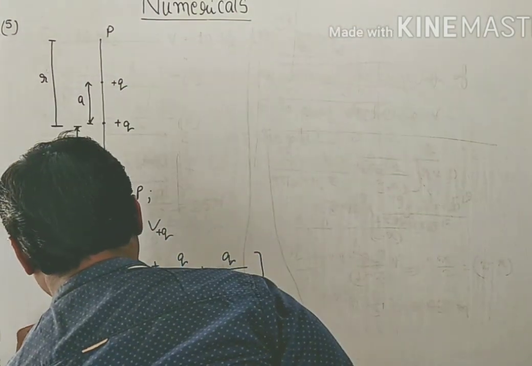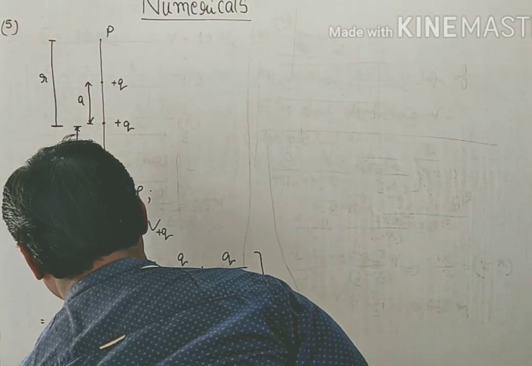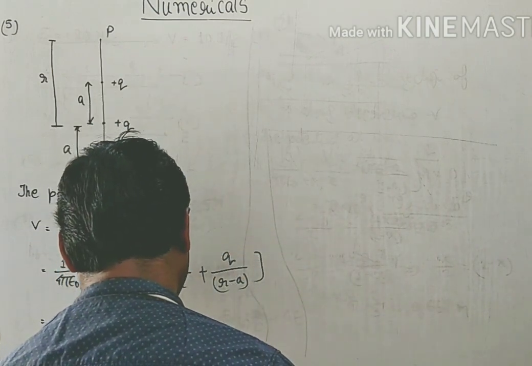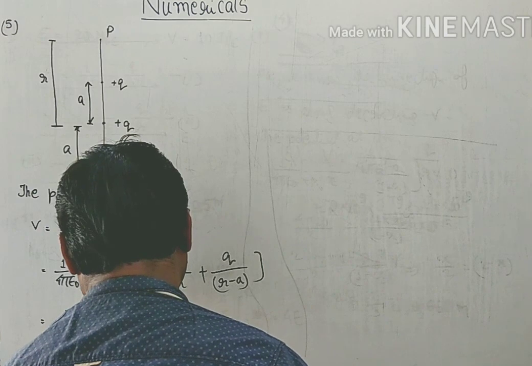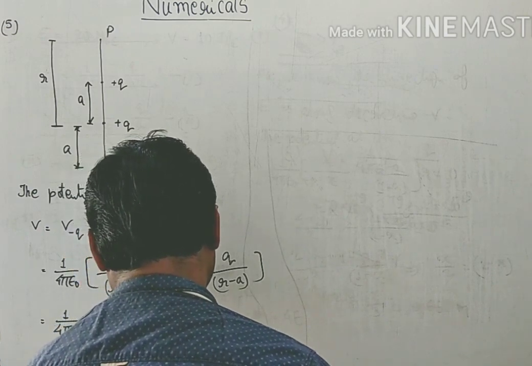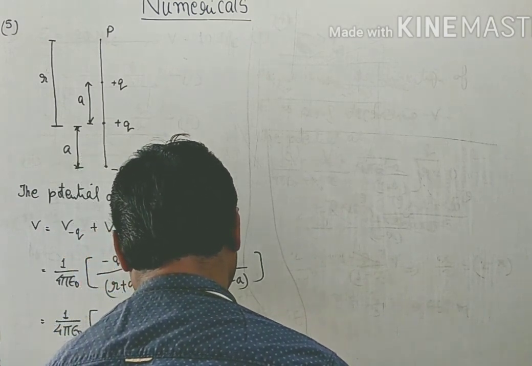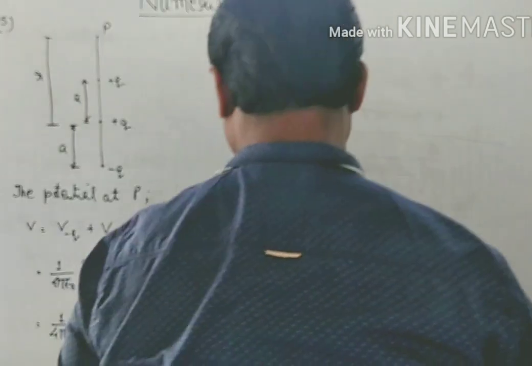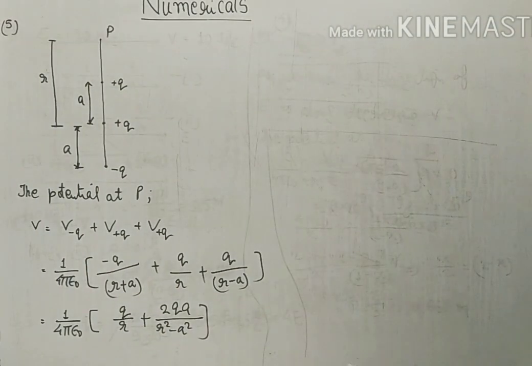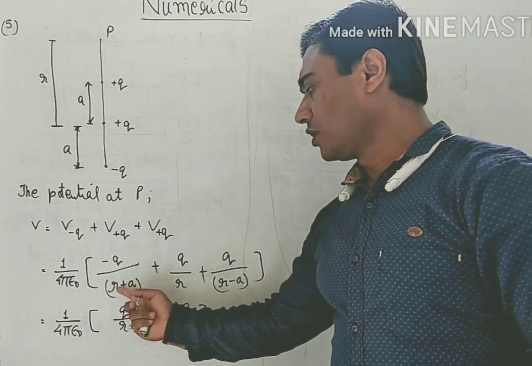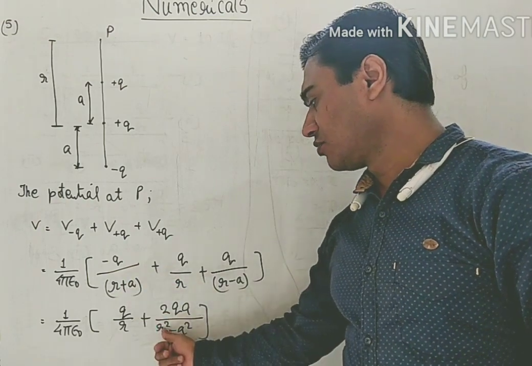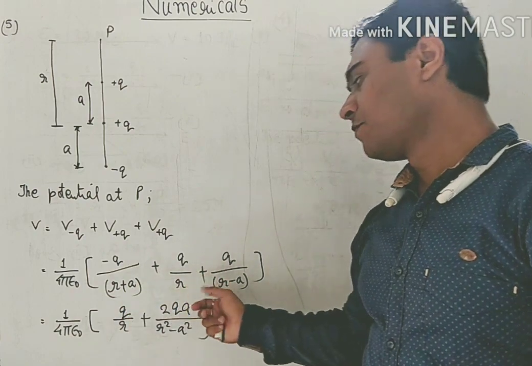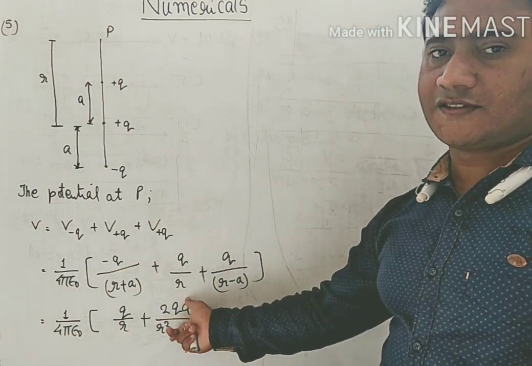Okay students, so just simplify this. 1 upon 4 pi epsilon naught, and inside you will have Q by R plus 2QA upon R square minus A square. When you solve it, take the LCM as R square minus A square, and later cross multiply. So on simplification you get this.